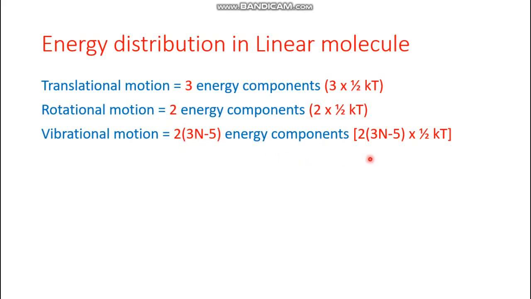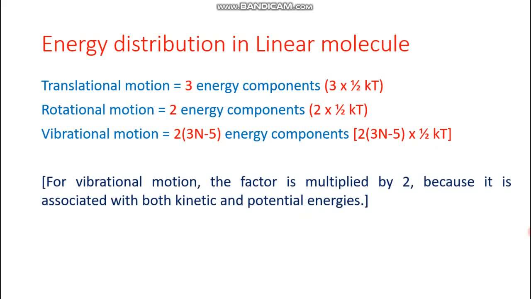And what about the energy? Degree of freedom into half kT. So 2 into 3n minus 5 is the vibrational degree of freedom, and half kT is the energy of each component. Therefore, what about the total energy? Here we have mentioned why this 2 has been multiplied. For vibrational motion, the factor is multiplied by 2 because it is associated with both kinetic and potential energies, whereas rotational motion is kinetic in nature and translational motion is also obviously kinetic in nature. The potential energies in these two cases do not apply.